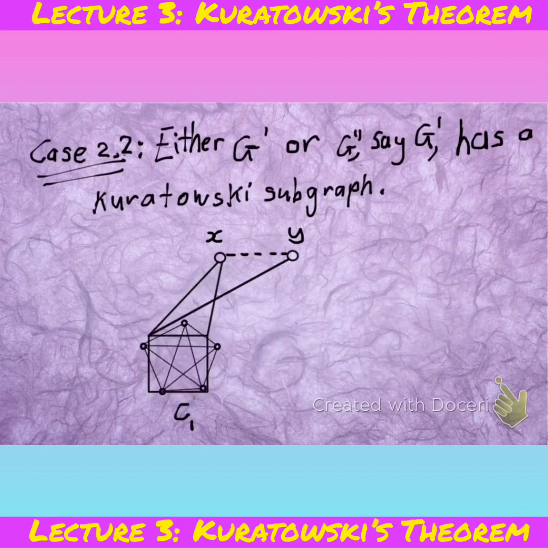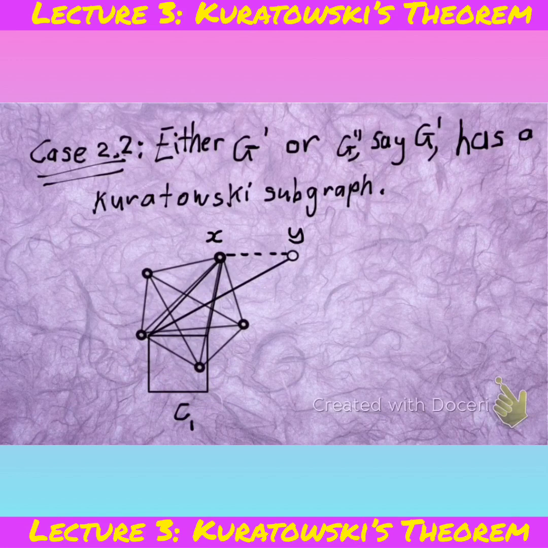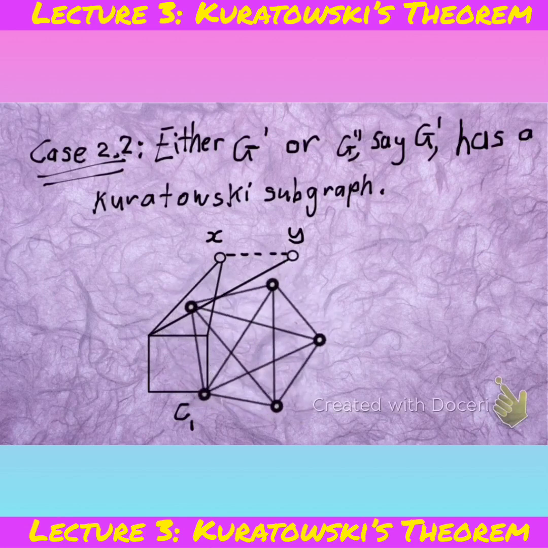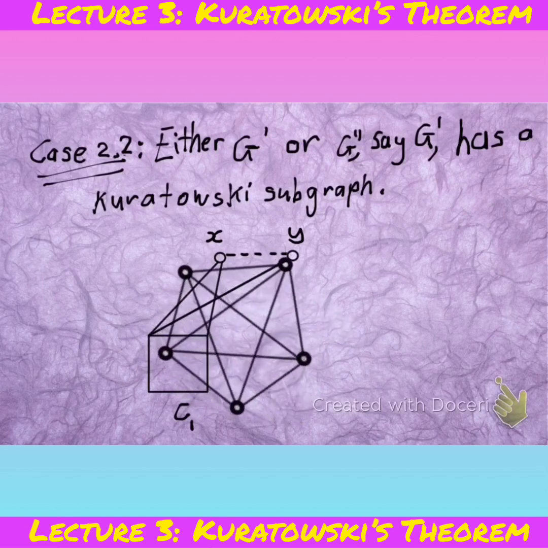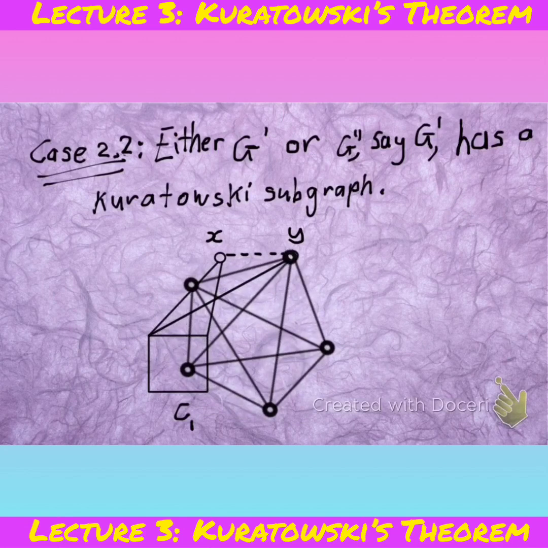So look, that subgraph can't lie, for example, in C1, because then the graph G is going to have a Kuratowski subgraph. That Kuratowski subgraph also can't only have X on it, because then G is also going to have a Kuratowski subgraph. And likewise, you can't have a situation where this Kuratowski subgraph only shares the vertex Y, because again then G is going to have a Kuratowski subgraph.